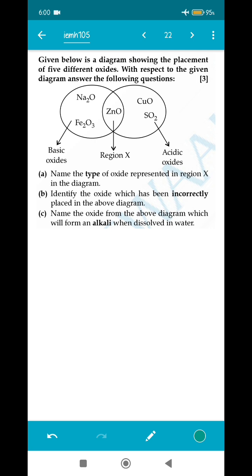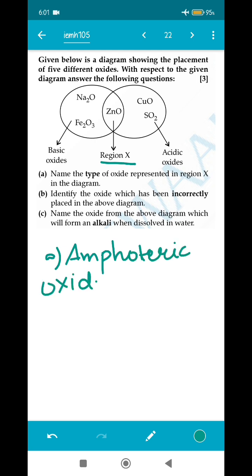So you have basic oxides, you have acidic oxides, and you have a region X. Name the type of oxide represented in region X in the diagram. As you can see, region X contains zinc oxide, which is an amphoteric oxide. So the answer of the first question will be amphoteric oxide. Amphoteric oxides are the oxides which will react with both acid and base to form salt and water only.